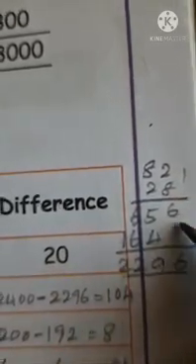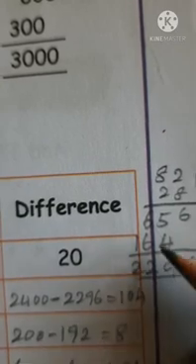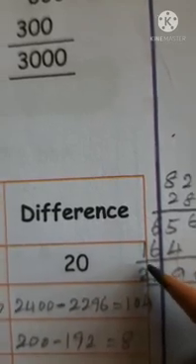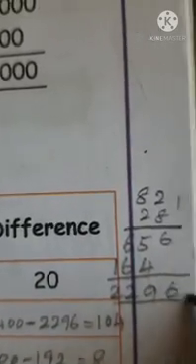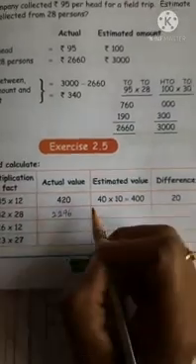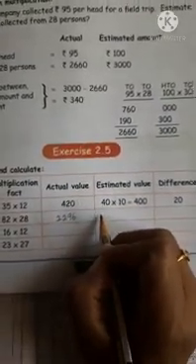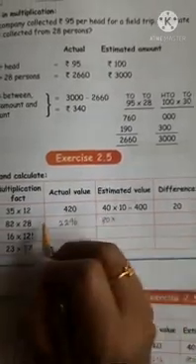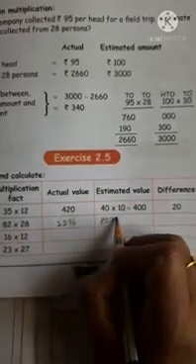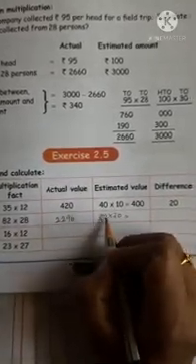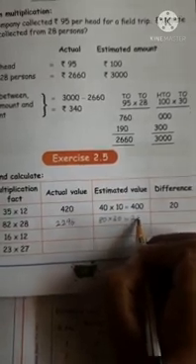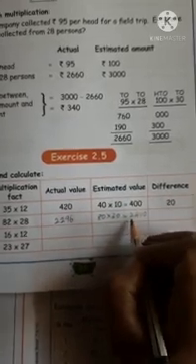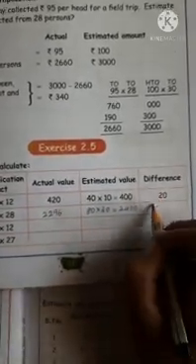Now we have to add. 6, 5 plus 4, 9, 6 plus 6, 12, remaining 1, and 1 plus 1, 2. So 2296. Next we have to write the estimation value. 82 estimation value is 80, 28 is rounded to 30. 8 3s are 24, and here 1 zero, here 1 zero. So 2 zeros we have to join with the answer. So 2400.